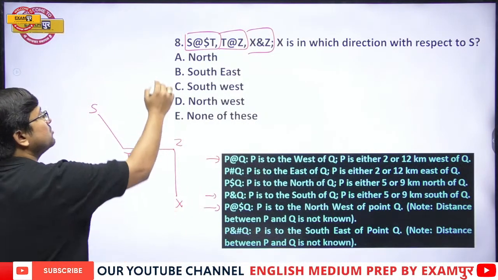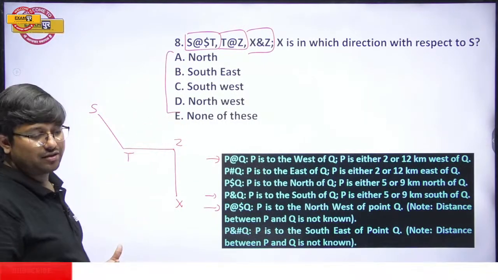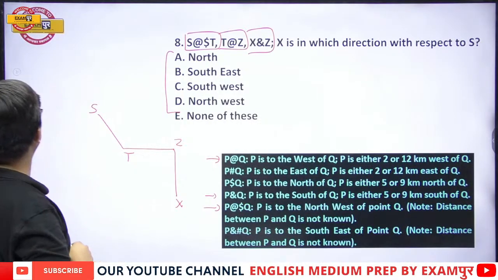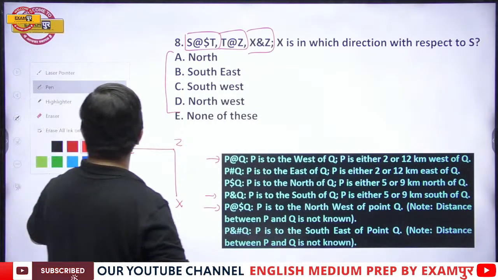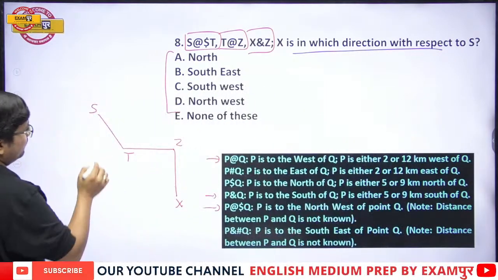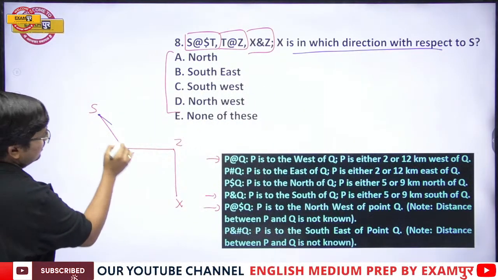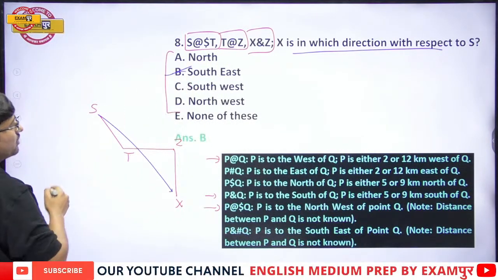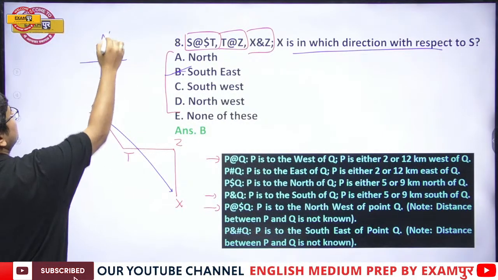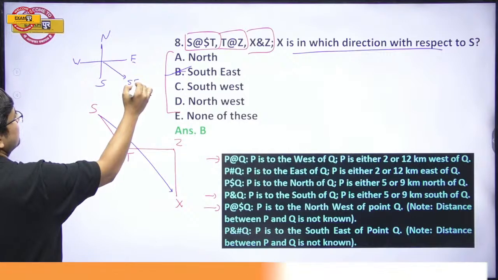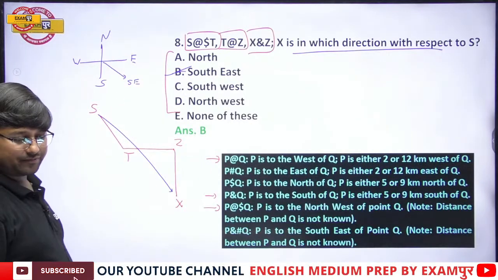Here in the options nowhere is distance mentioned, so I will not focus on the distance. Now, X is in which direction with respect to S? With respect to S, X is southeast. I hope all of you are getting this: this is north, this is south, this is west, and this is east. So it is southeast. Alright? Fine, everybody?